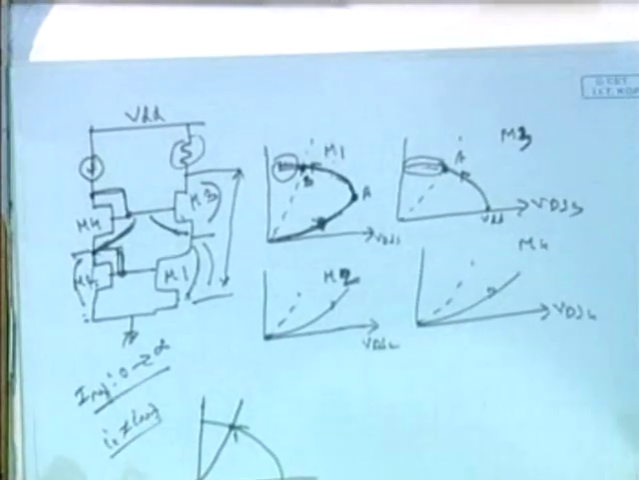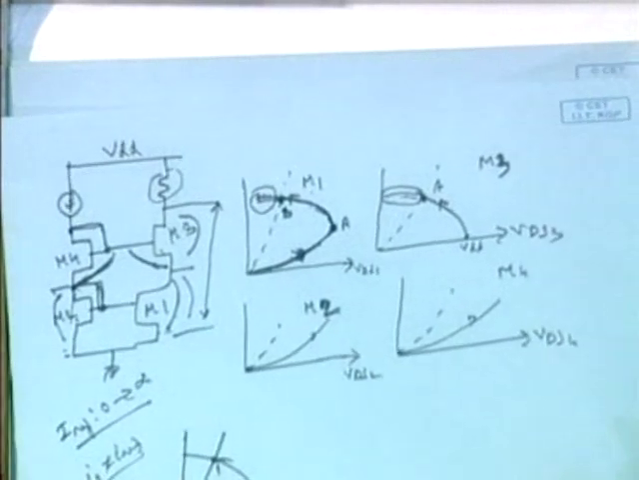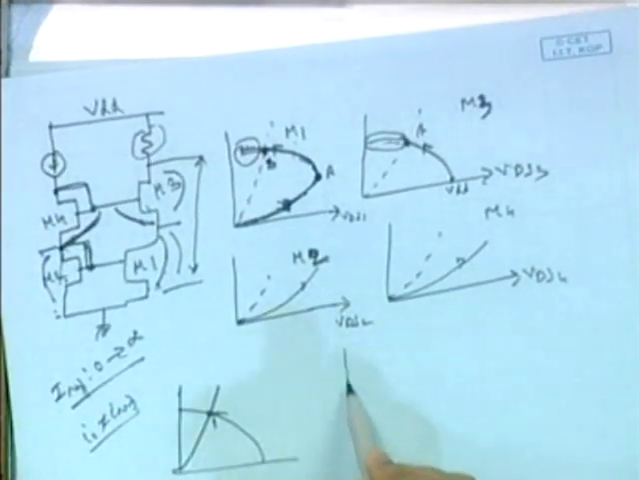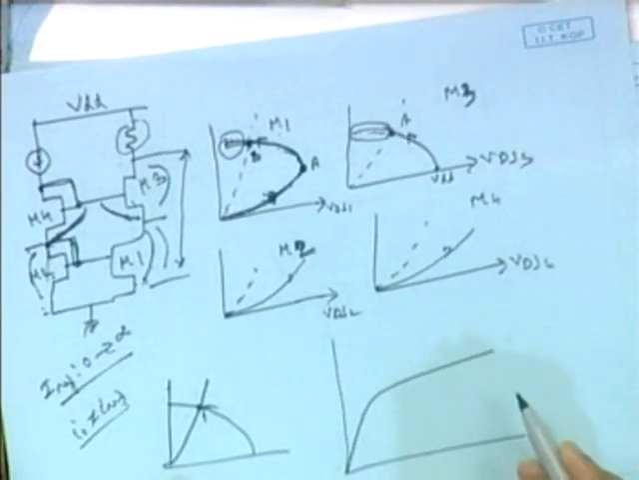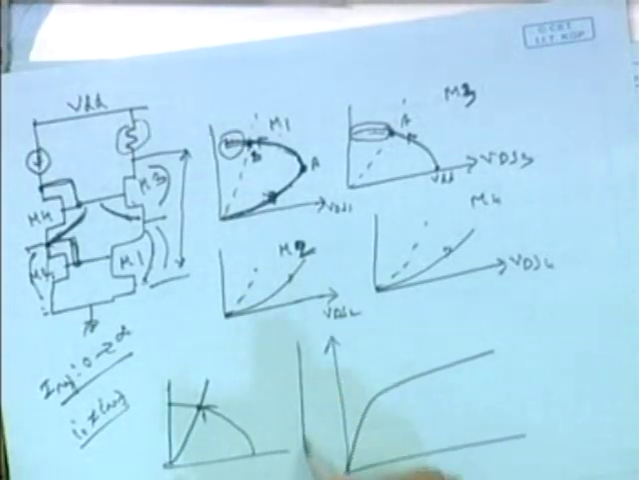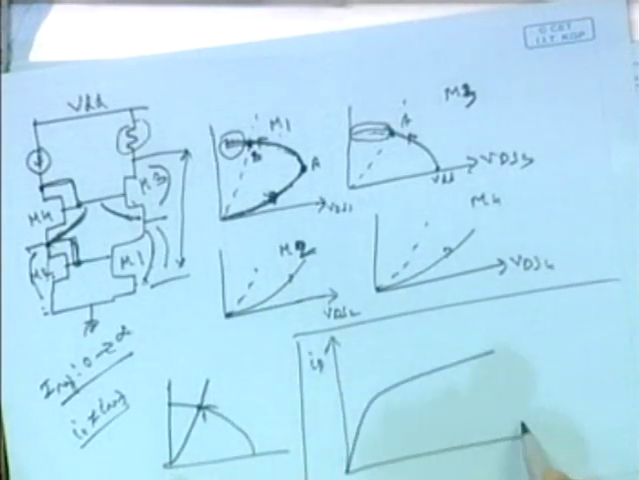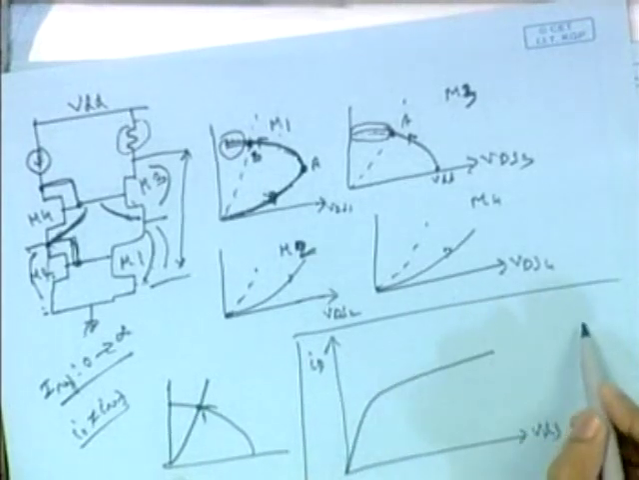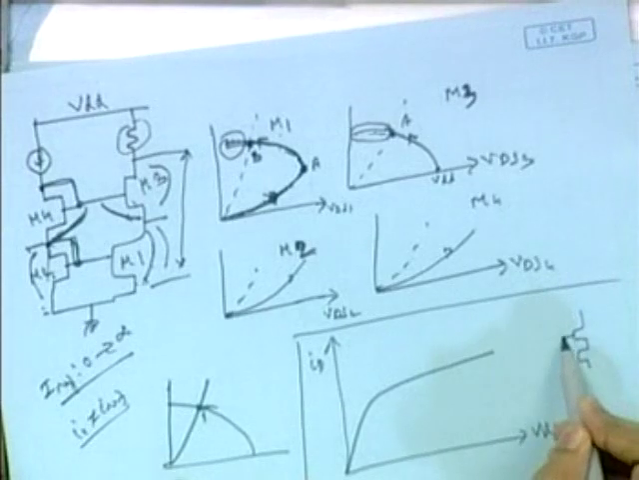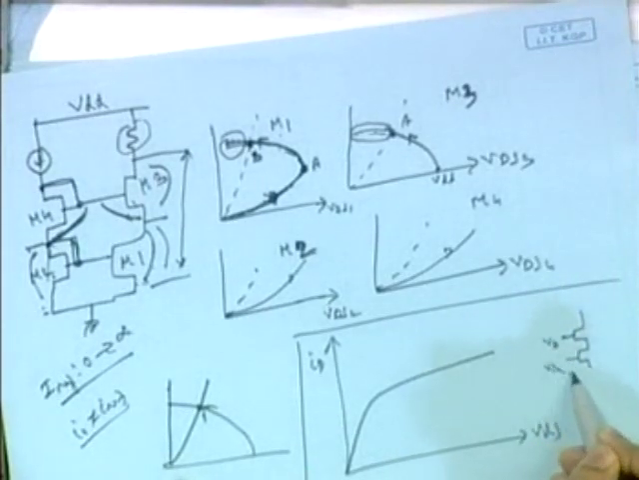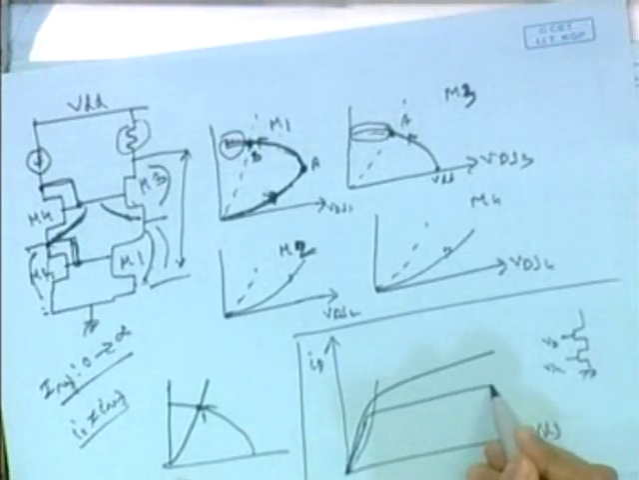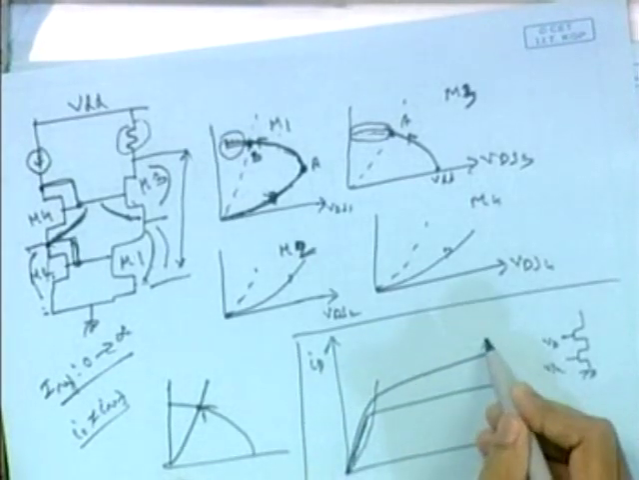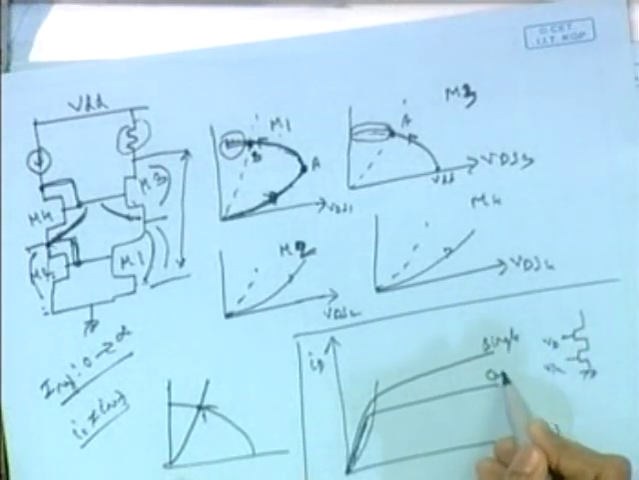Is that clear? This one. Also, one thing I should have mentioned earlier: suppose this is the case of ID versus VDS of a single NMOS. But if we put two NMOS in this way, the cascoding, then we have this kind of thing. This is a single cascode.